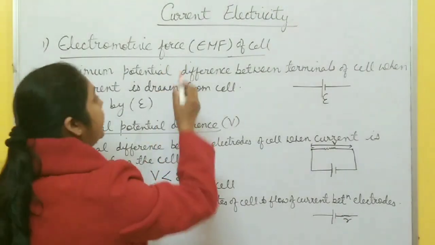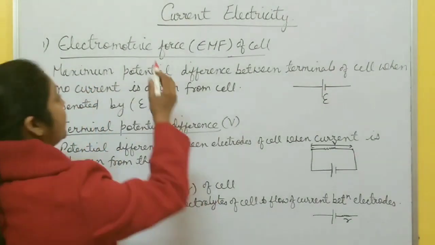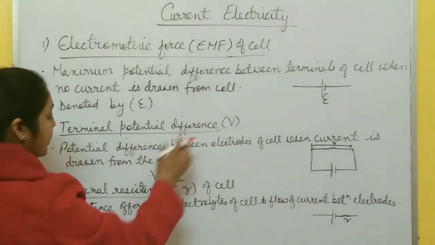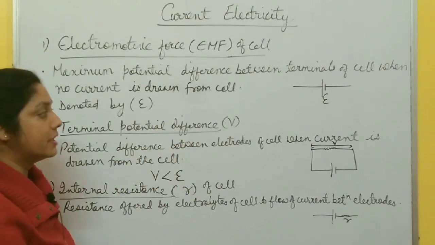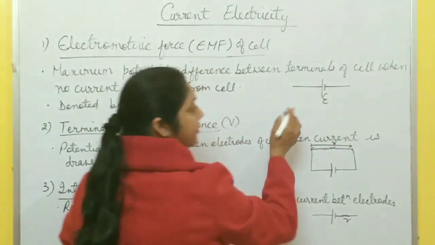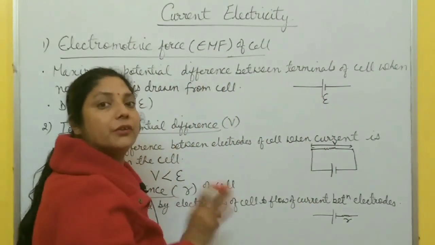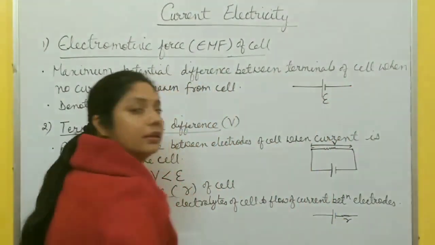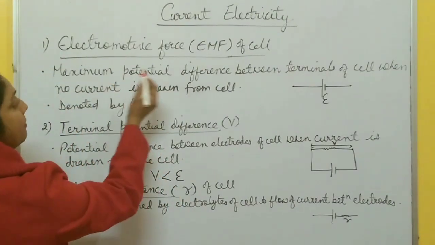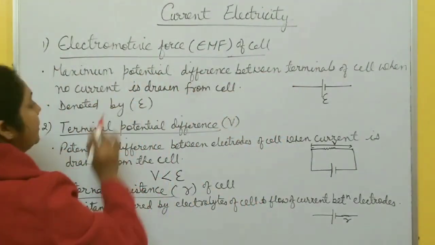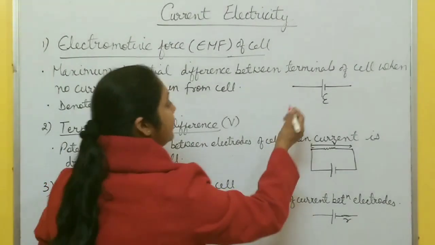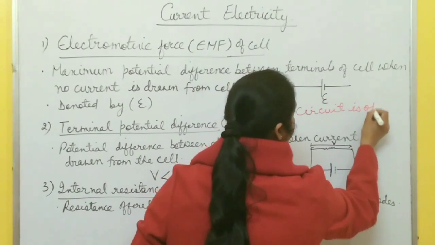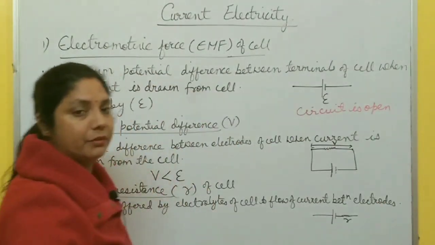Now different terms related to the cell. First one is electromotive force or EMF of the cell. Second one is terminal potential difference, and third one is internal resistance of the cell. This is the symbol for cell right now. And when this cell is not connected to the circuit, whatever potential difference between the terminals of the cell is called EMF of the cell. It is maximum potential difference between terminals of the cell when no current is drawn from the cell. It means circuit is what? Open. When circuit is open, then potential difference is called EMF of the cell.